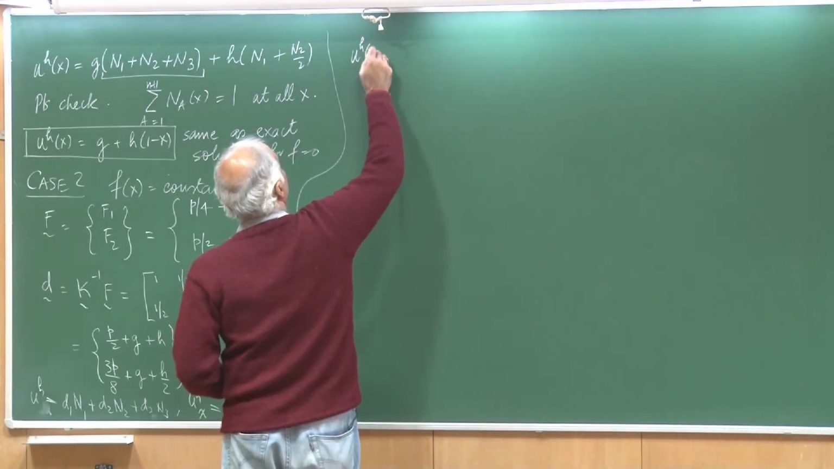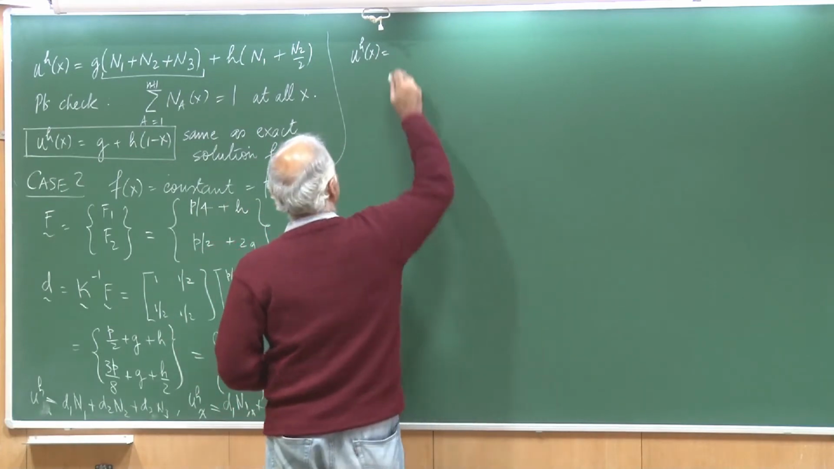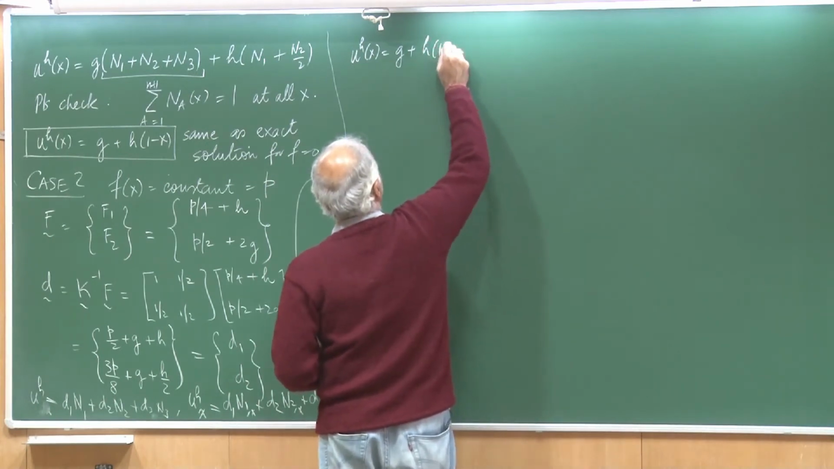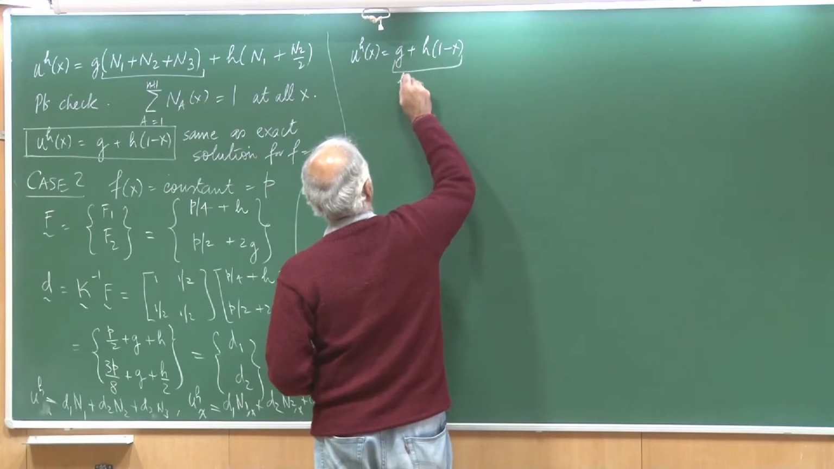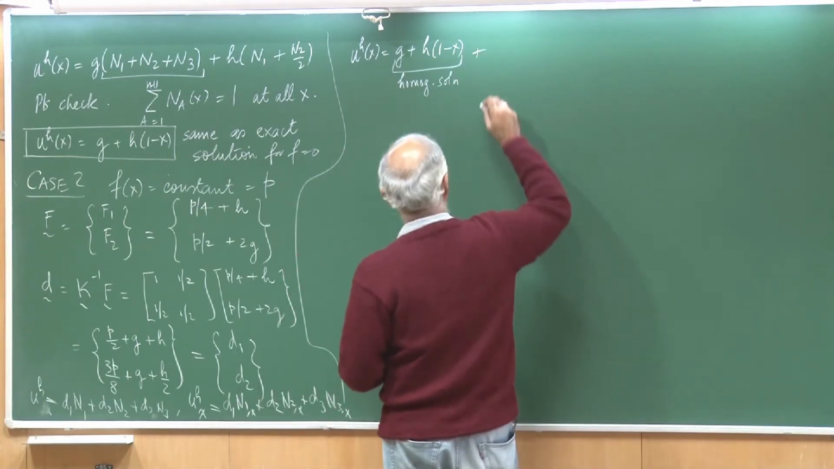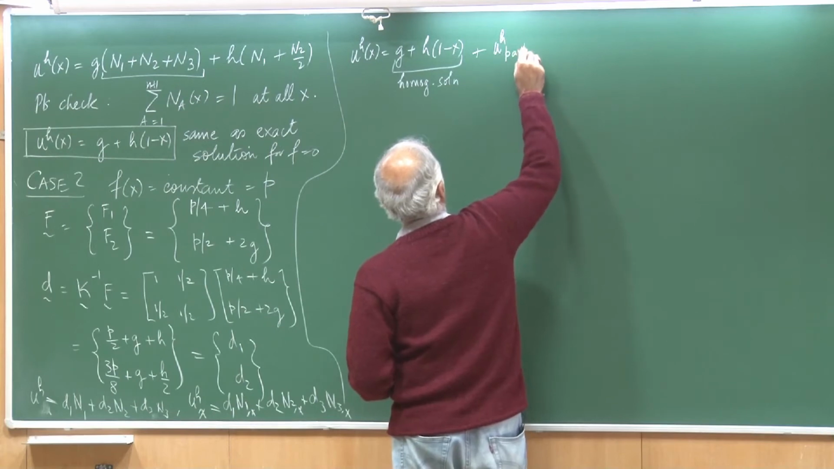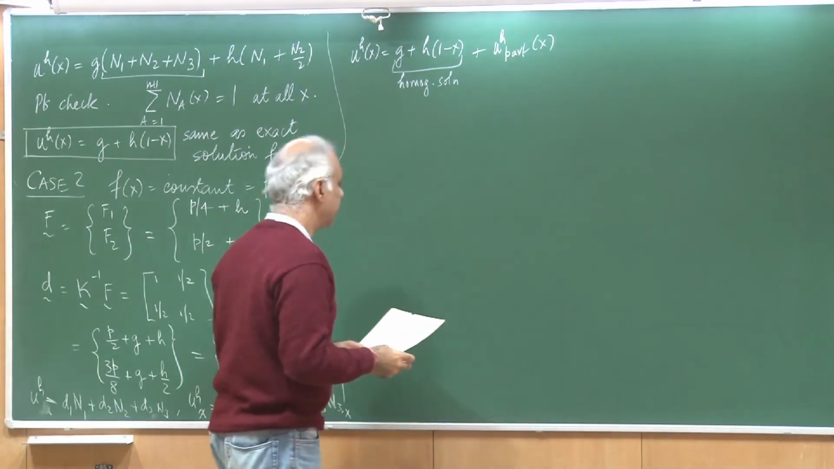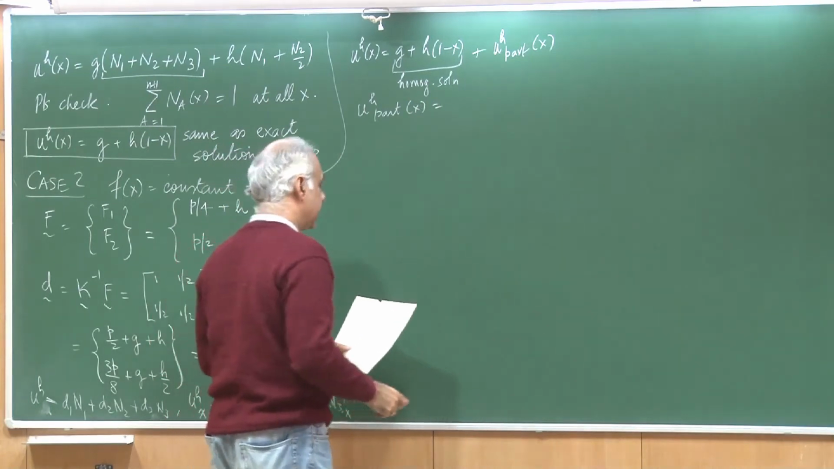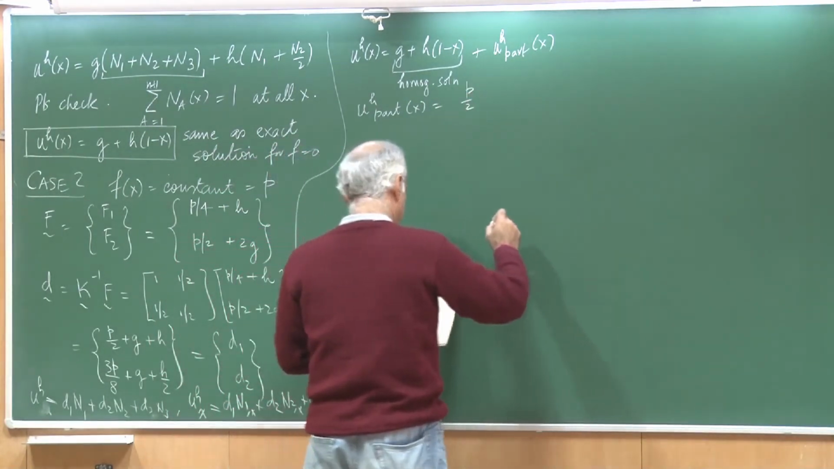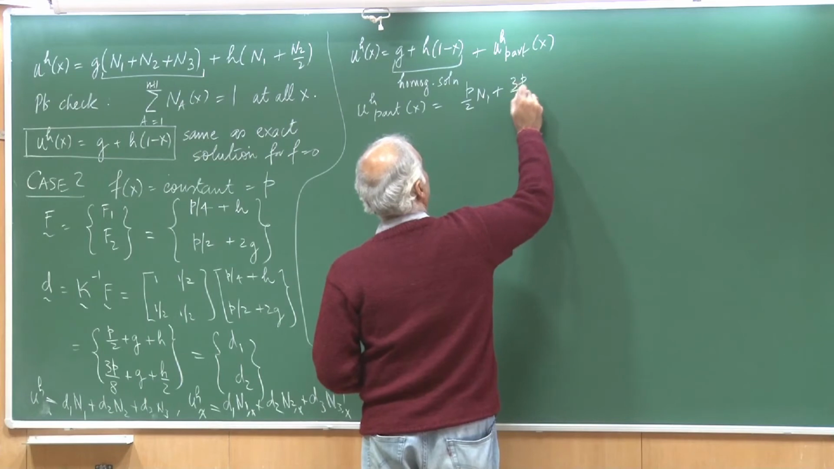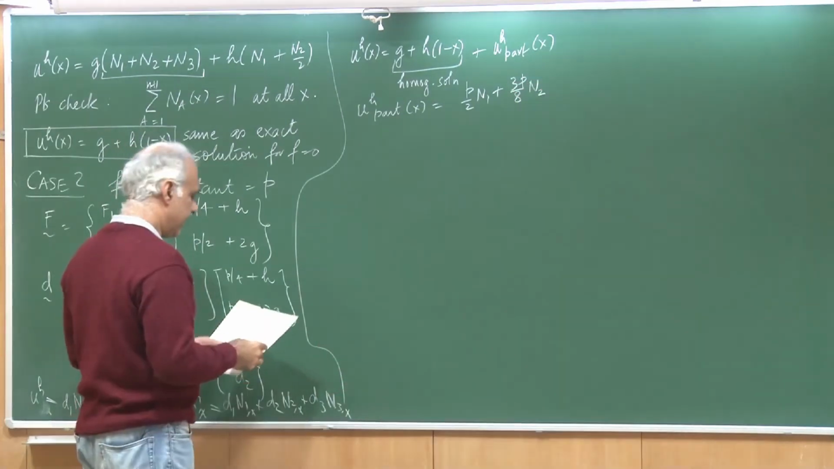So, UH of x is given as g plus, if you rearrange all this, you should be able to see that it is h times 1 minus x, which is the homogeneous solution, plus a particular solution which is a function of x, and this is given as UH particular of x is p by 2 times n1 plus 3p by 8 n2. All right, let us plot it.